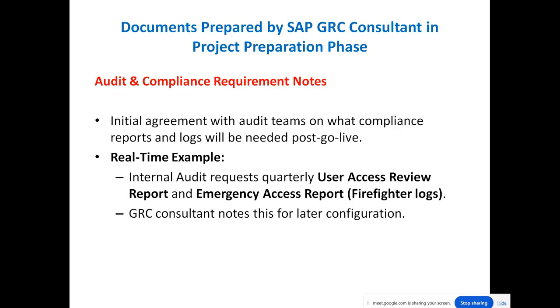Real-time example: the internal audit requests a quarterly user access review report and an emergency access report, the firefighter. For example, if you are giving any user access, they want to review that. They want to know to whom you gave the access, how many users you created, and how many emergency IDs you created. Everything they want as a report. So you are getting this report requirement, so whenever they are running it.